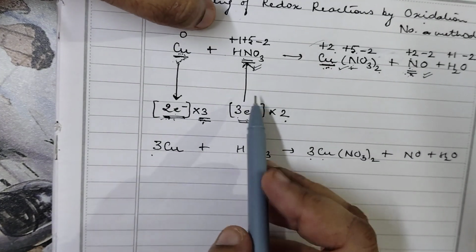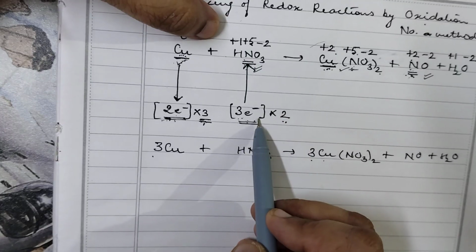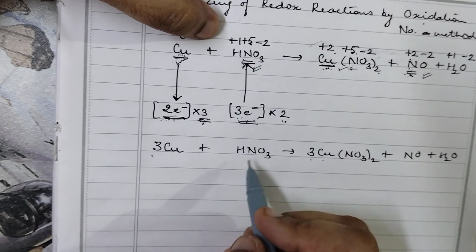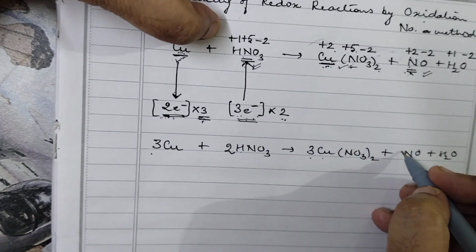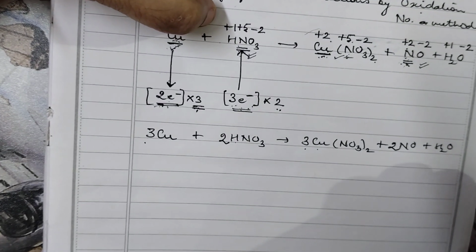Exactly in the same way, 3 electrons are to be multiplied by 2. So everything related to this arrow will be multiplied by 2. That is, this HNO3 you will put a 2 here, and nitric oxide you will put a 2 here. This is what we have to do.